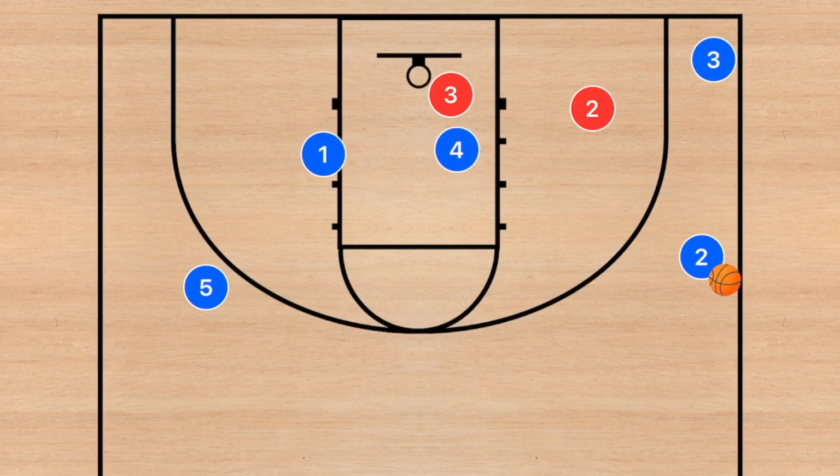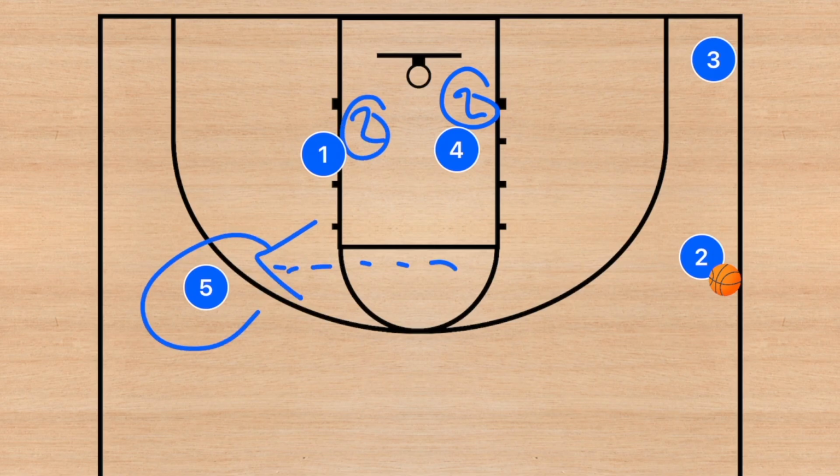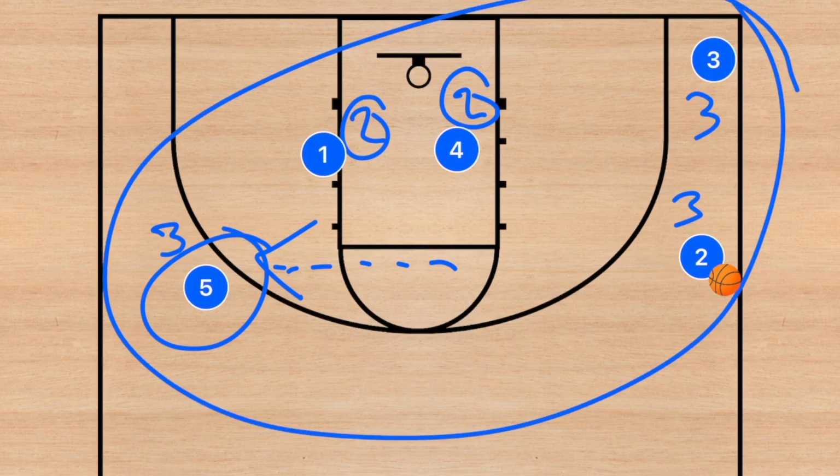So essentially what is happening here is player 4 could get a 2-point shot, player 1 could get a 2-point shot. We could still kick that ball back to player 5 if there was a miscommunication on defense, which would give us a 3-point shot, or these two guys could give us 3-point shots as well. So this essentially gives us 5 different scoring options depending on how the defense is playing us.